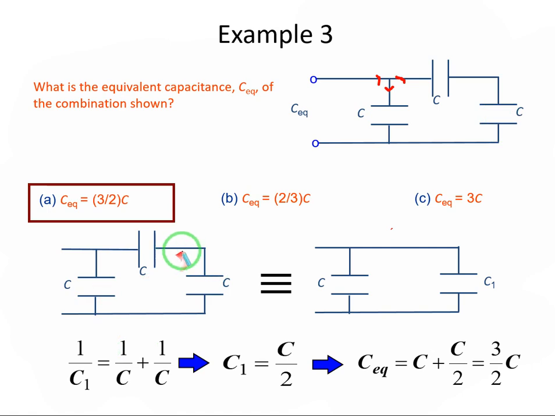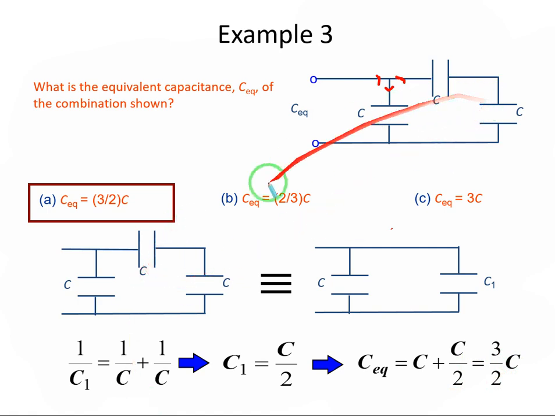So if you can see this, what it's going to do: 1 over C1 is equal to 1 divided by C plus 1 divided by C, which is equal to C by 2. And the C equivalent is going to be C plus C by 2, because it's going to be in series. So this is your required answer.